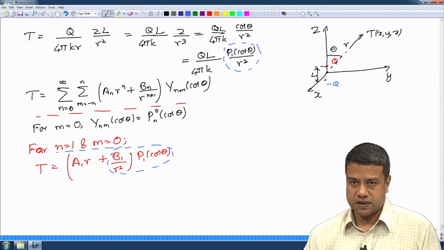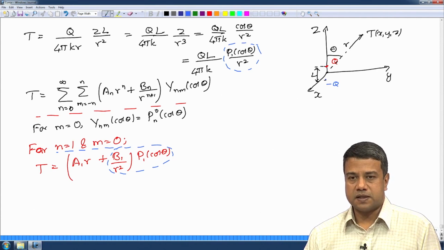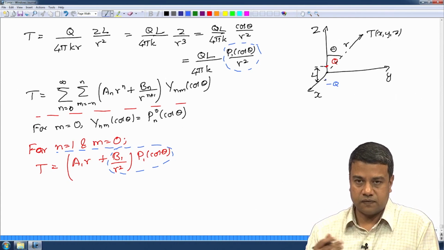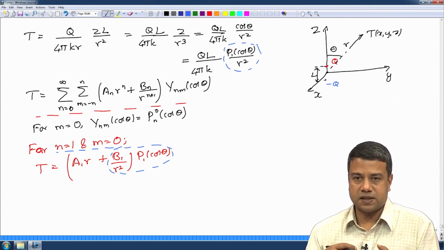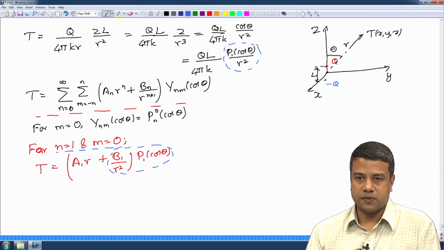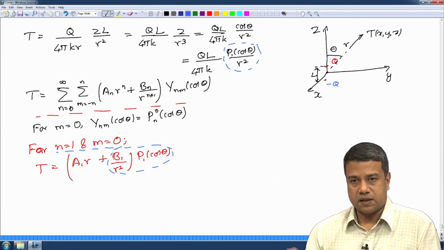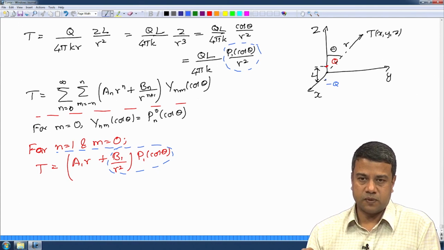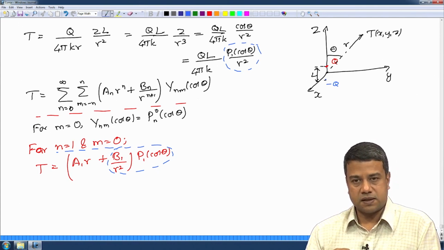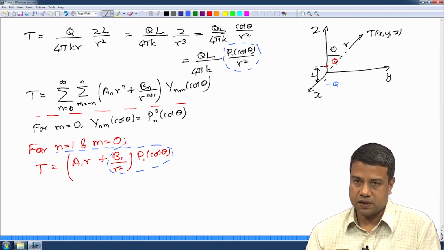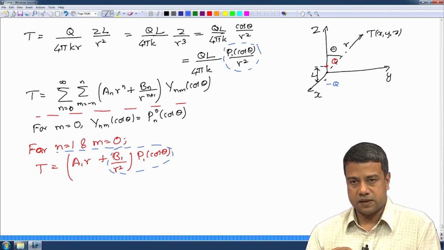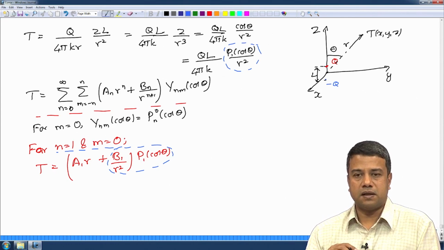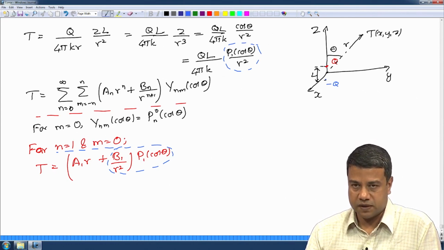I have a source and a sink close to each other. That means that outside of these, there is no net source, because whatever is coming out of one source is going back into the sink. There is no net generation of energy. For a point source, I had told you that the temperature decreases as 1 over r. In this case, there is no net source. You have a superposition of a source and a sink such that the net energy from one goes back into the other. In that case, the temperature decreases as 1 over r square.